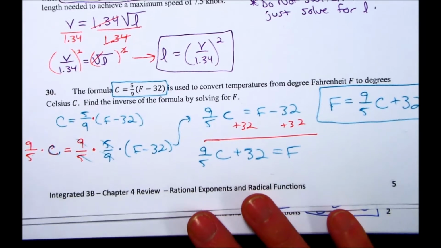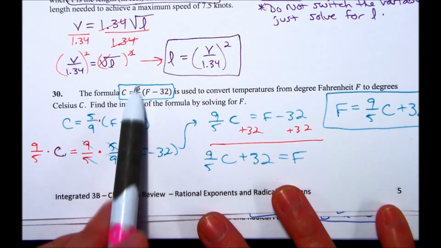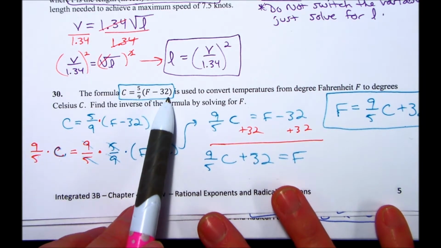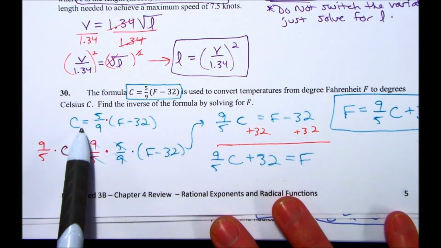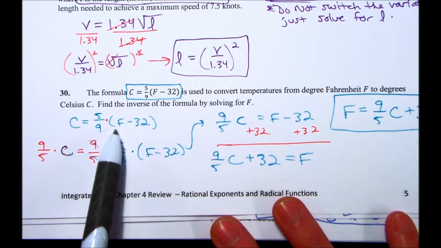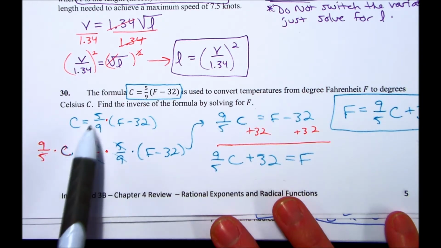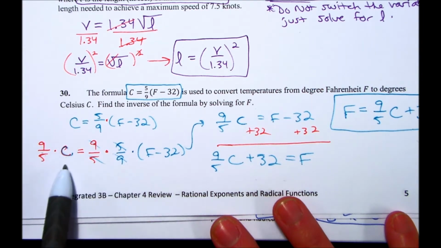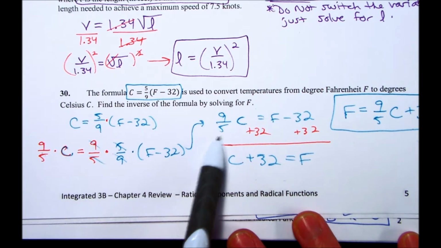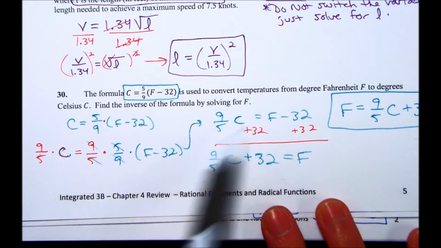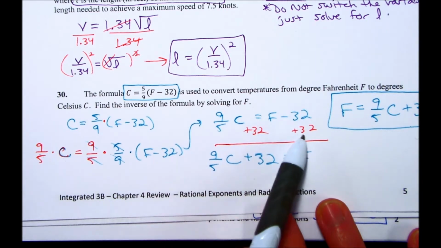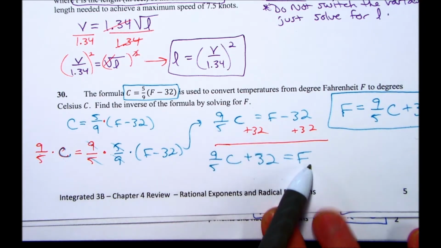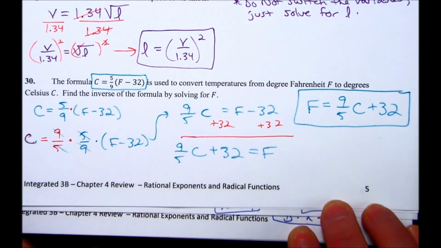And then in number 30, a common formula, C equals 5/9 parentheses F minus 32 is what we're starting with, and we have to solve for F. So the first thing I did is I multiplied both sides of the equation by the reciprocal of the 5/9, which is 9/5, so that the 9/5 and the 5/9 will reduce, and I will then rewrite this as 9/5 C equals F minus 32, and then add your 32, and you'll have your F by itself. So then you get F equals 9/5 C plus 32.